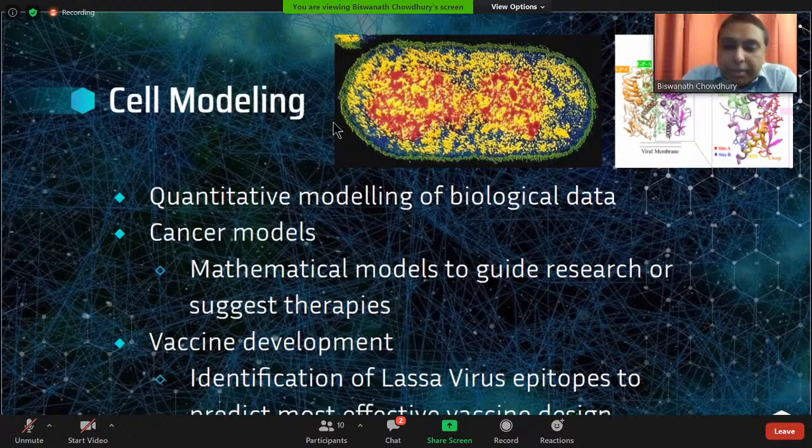Similar models are used to identify which candidates are more effective in vaccines, and it can help select the best vaccine candidate. For example, this technique has been used to identify some vaccine candidates for the Lassa virus. This Lassa virus causes Lassa fever, and it's endemic in parts of West Africa. So they have identified some of these candidates using computer models.